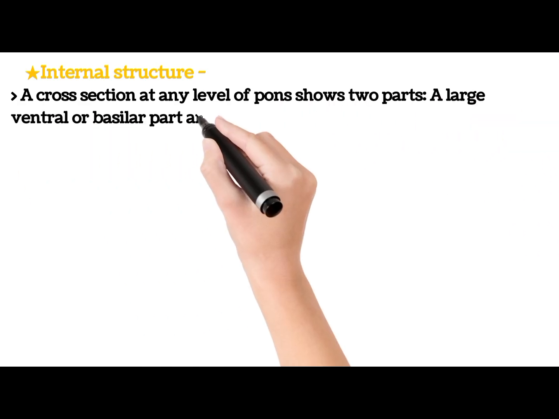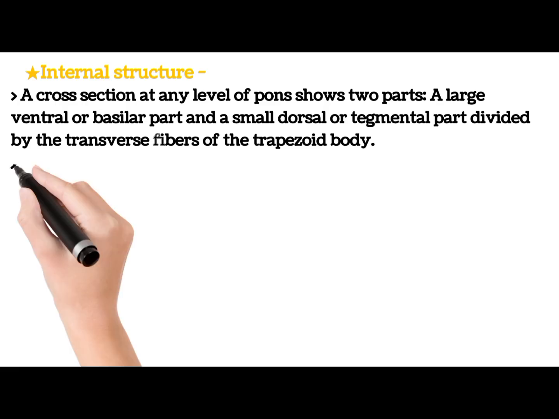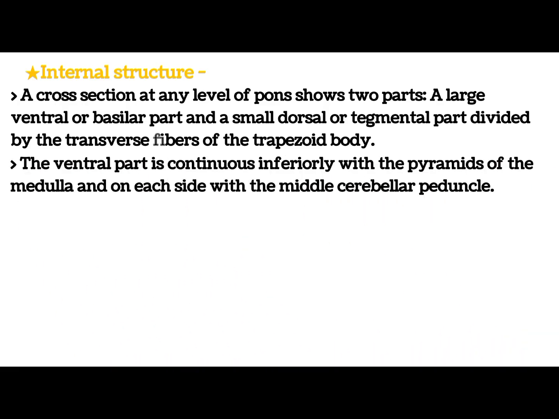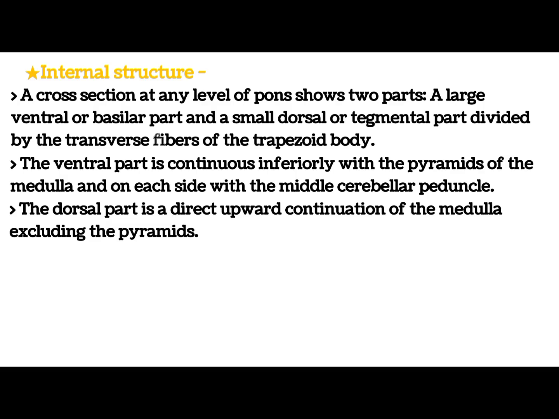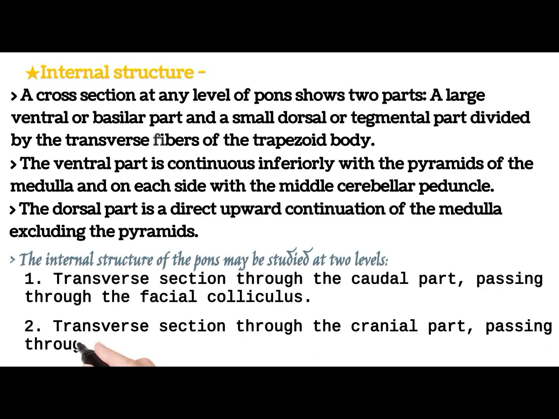A cross section at any level of pons shows two parts, a large ventral or basilar part and a small dorsal or tegmental part, divided by the transverse fibers of the trapezoid body. Ventral part is continuous inferiorly with the pyramids of the medulla and on its side with the middle cerebellar peduncle. The dorsal part is direct upwards continuation of the medulla excluding the pyramid. The internal structure of the pons may be studied at two levels: transverse section through the caudal part passing through the facial colliculus and transverse section through the cranial part passing through the trigeminal nucleus.